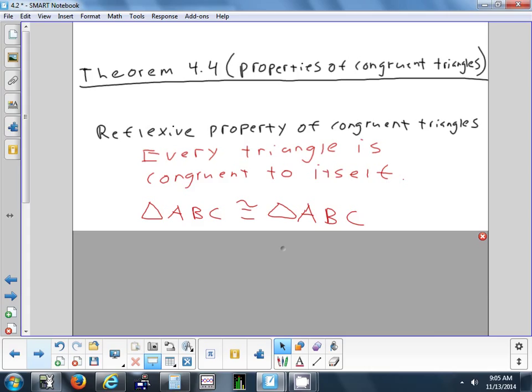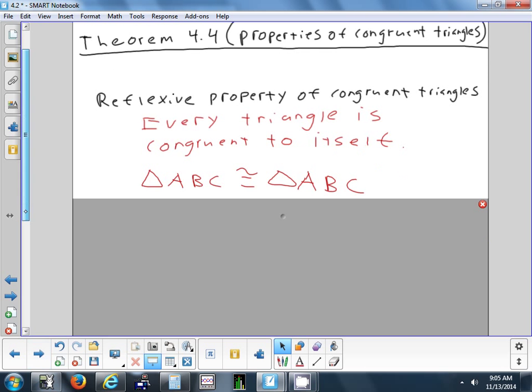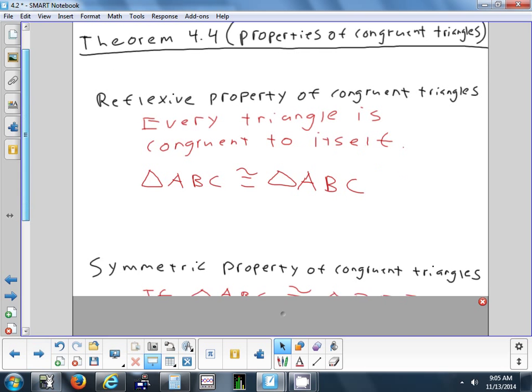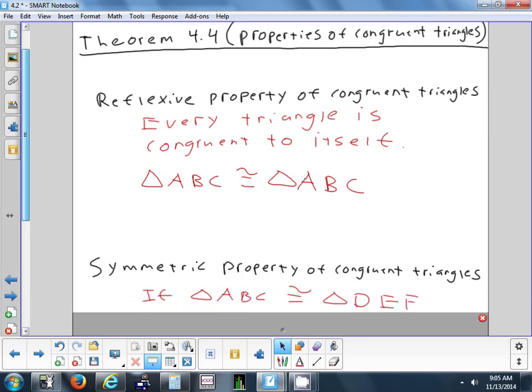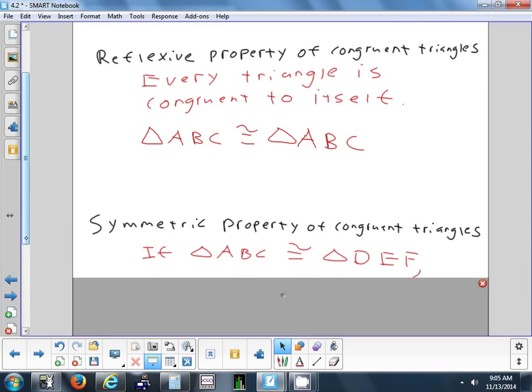Okay. Anybody remember, what's the next property we usually do? There's three of them. There's the reflexive, the transitive, we're going to do that, and then there's one more. Symmetric. Very good. Okay, so the symmetric property allows you to switch what's on each side. So if triangle ABC is congruent to triangle DEF, then it's also true the other way. Triangle DEF is congruent to triangle ABC.